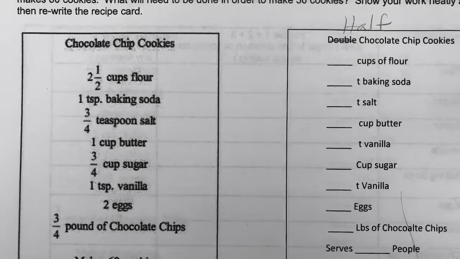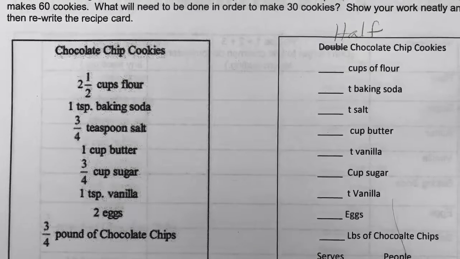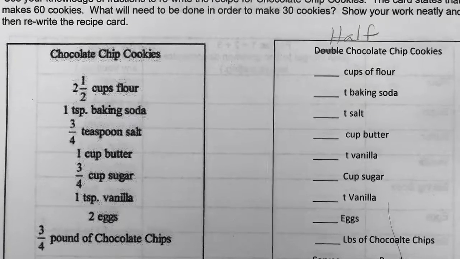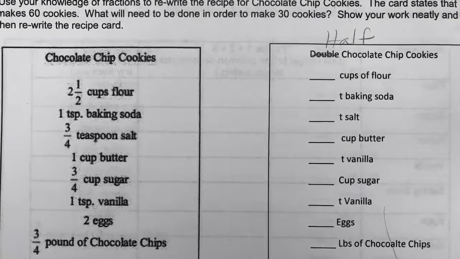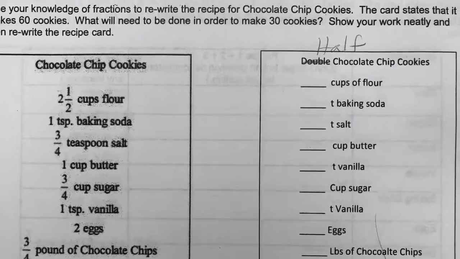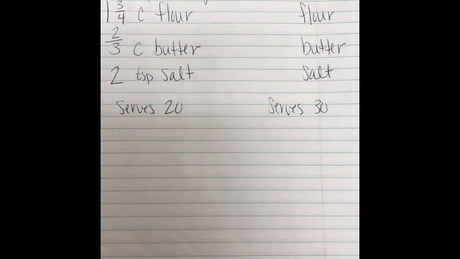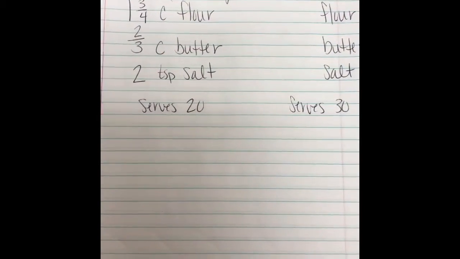So of course, I messed up on this one too. It says the card states that it makes 60 cookies. What will need to be done in order to make 30 cookies? So where it says double the chocolate chip cookies, I've marked that out and I've put half. You're going to half all of the ingredients. The next part is a little bit more difficult.